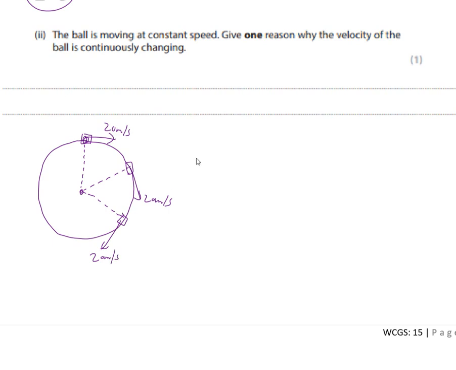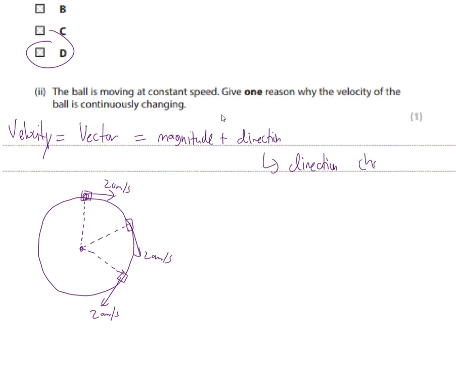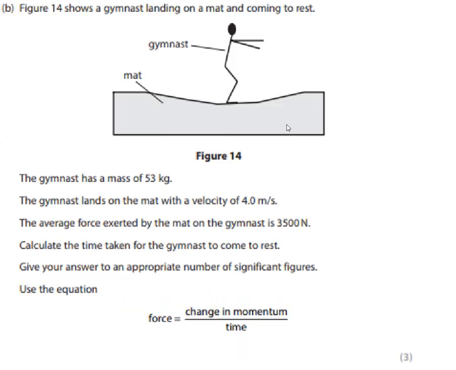The question is, why does the velocity change? Now, velocity is a vector, which means that it has magnitude plus direction. And the direction is changing. Direction changes. That's why the velocity changes. Okay, that's only 1 mark. That's enough for that. Okay, now we have another equation here, nice one.